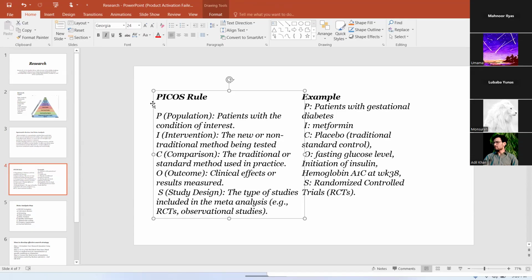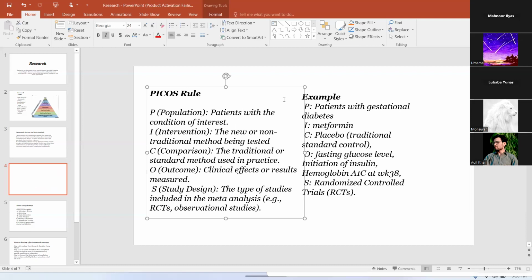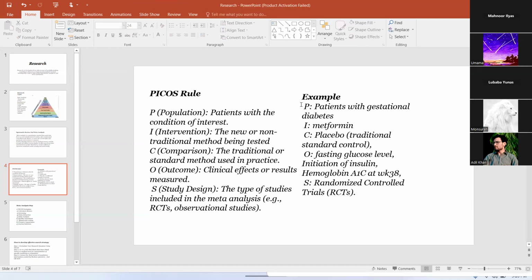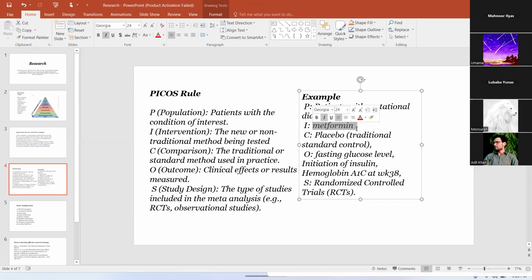Okay, now let's understand this through an example. Let's say I'm performing a meta to know the efficacy and safety of metformin in gestational diabetes. So, what is my patient population? My patient population is patients with gestational diabetes, right? Here, the P would be gestational diabetes. What is my intervention? My intervention is the drug, my drug of interest. I'm studying metformin here, so my intervention is metformin. Now, what is C? Sorry, control. The control I'm studying here is placebo. I'll show a study on this example to you.